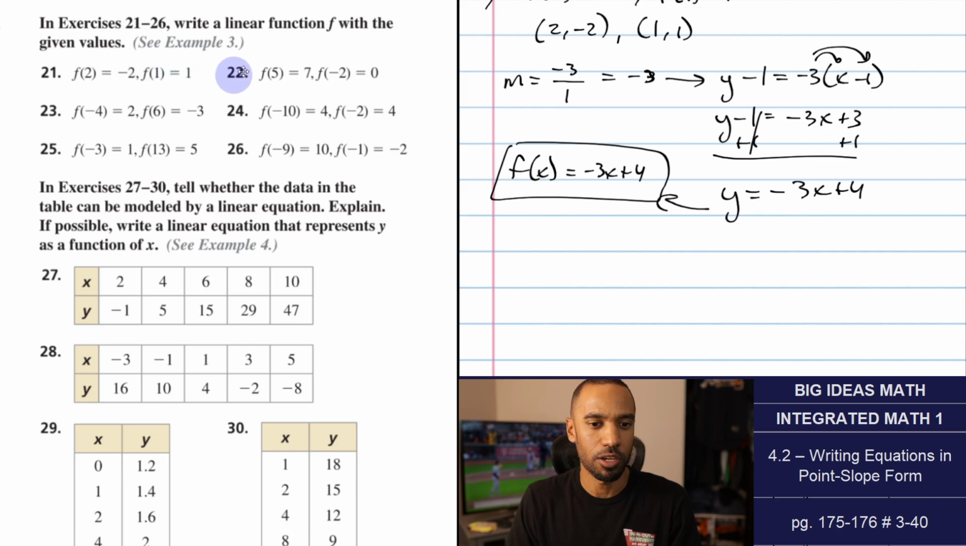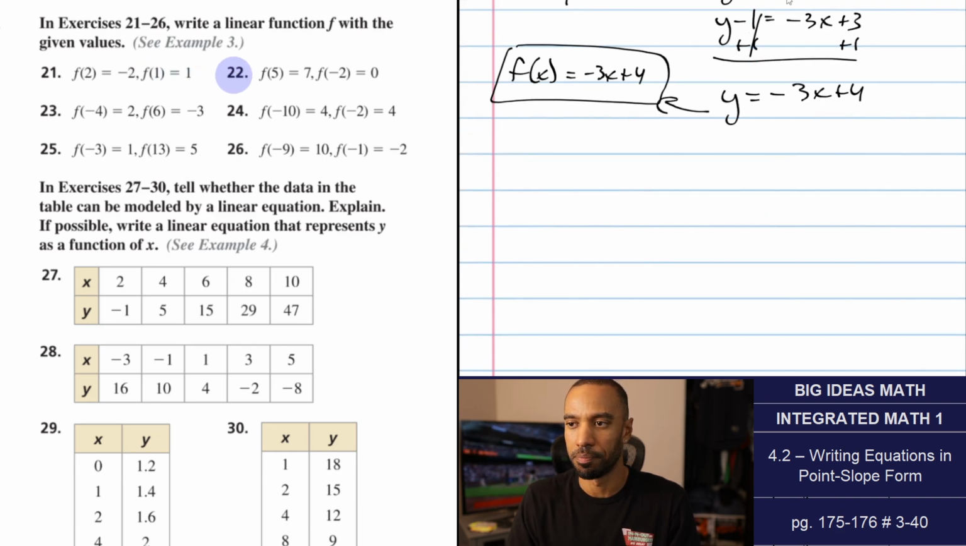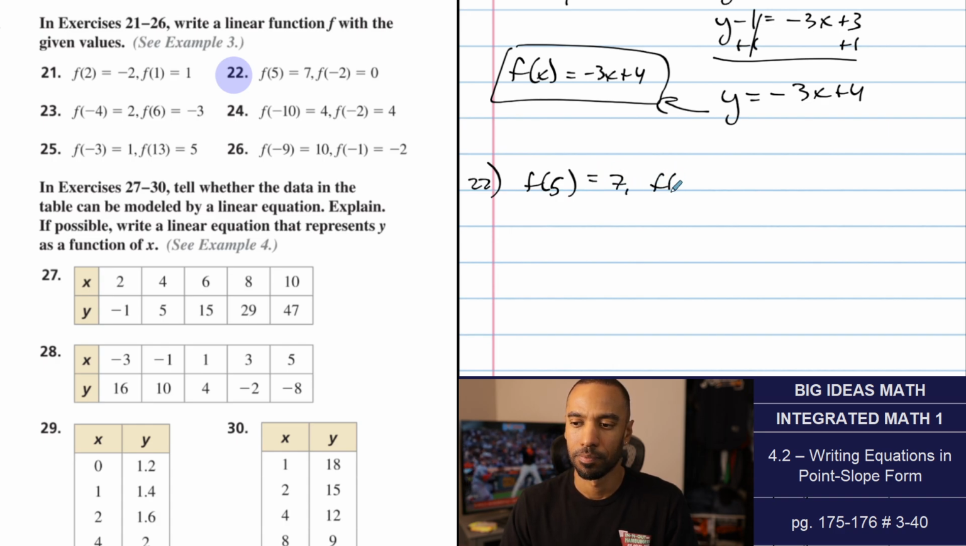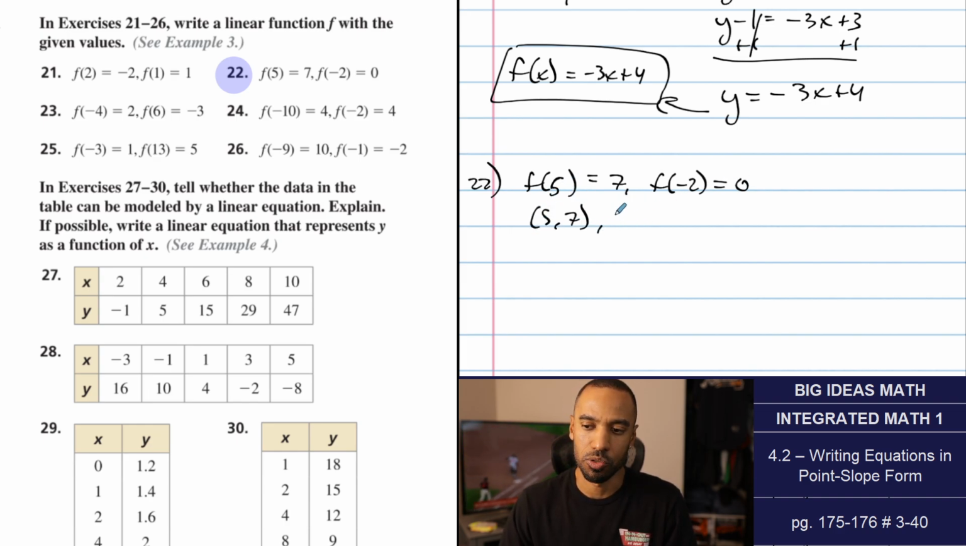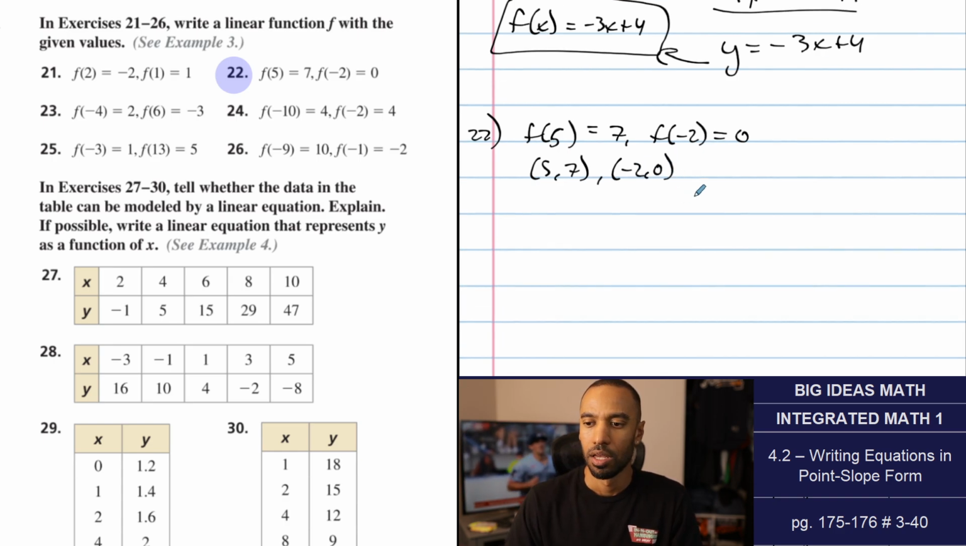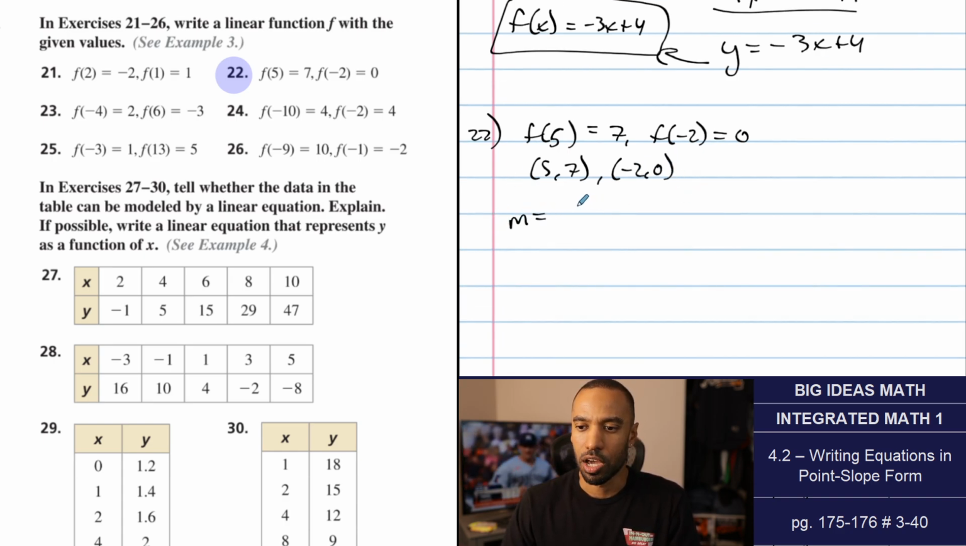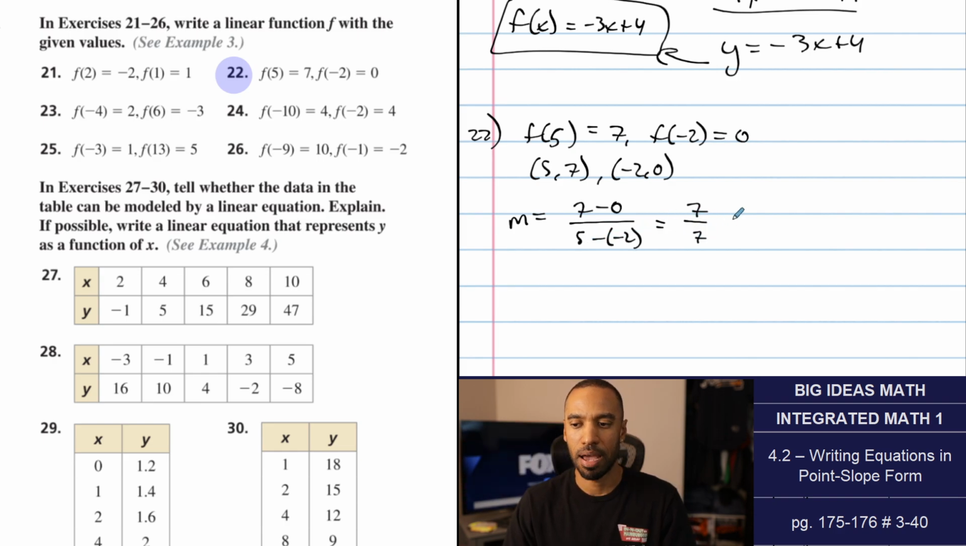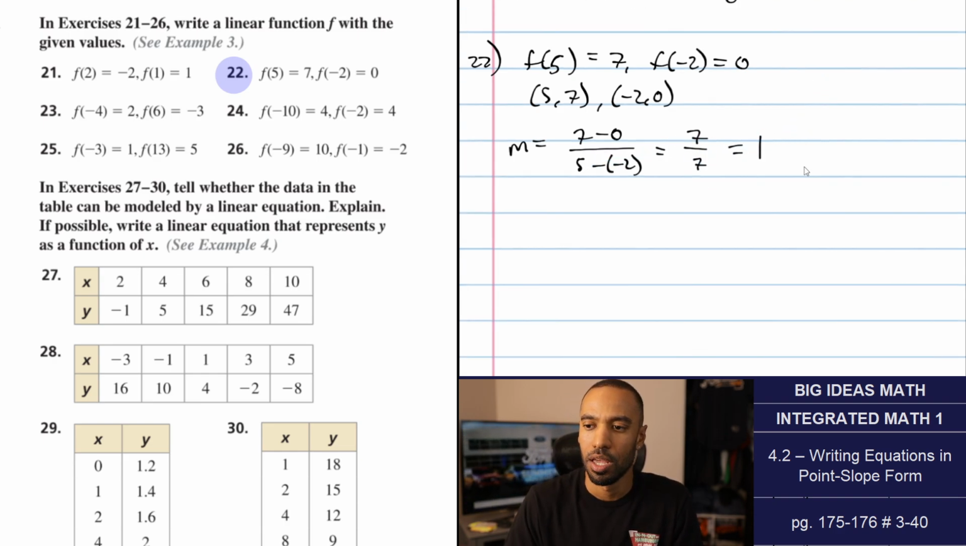F of 5 equals 7. F of -2 equals 0. We have inputs of 5 and -2. Those are our x values for these respective y values of 7 and 0. That makes -2 an x-intercept, not that it matters. So 5, 7, and -2, 0. All right, let's go old-fashioned y2 minus y1 over x2 minus x1. That's 7 over, that's 7. Minus a negative is that. Our slope's 1. That's cool.